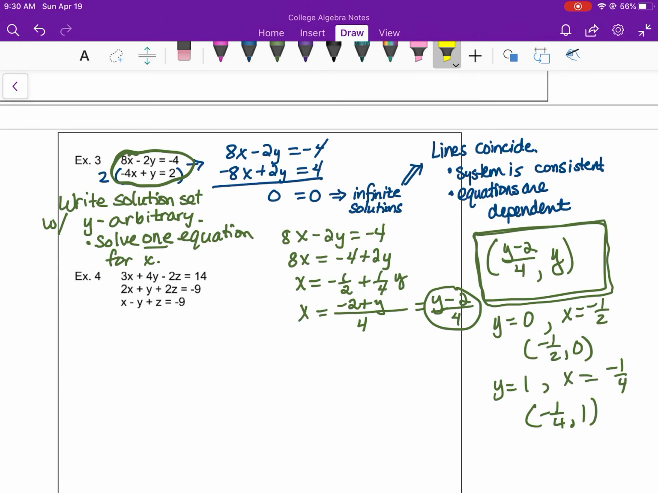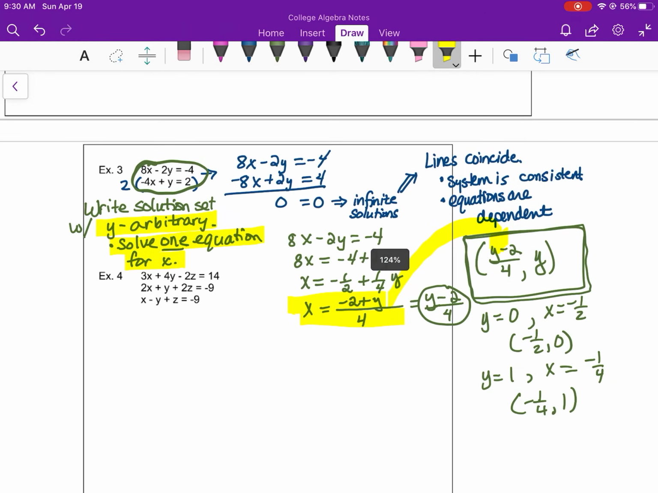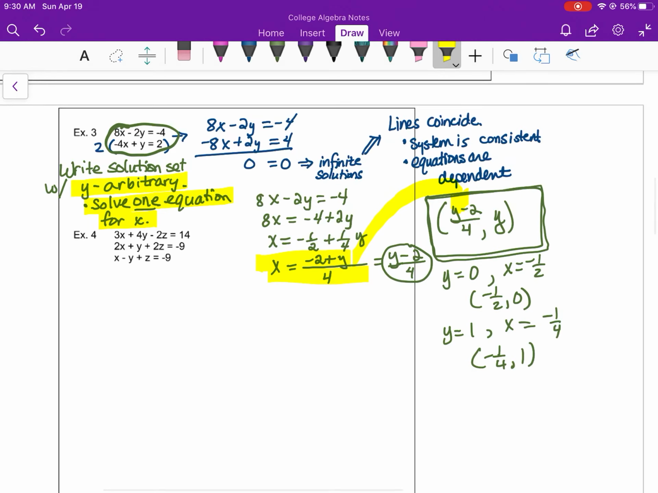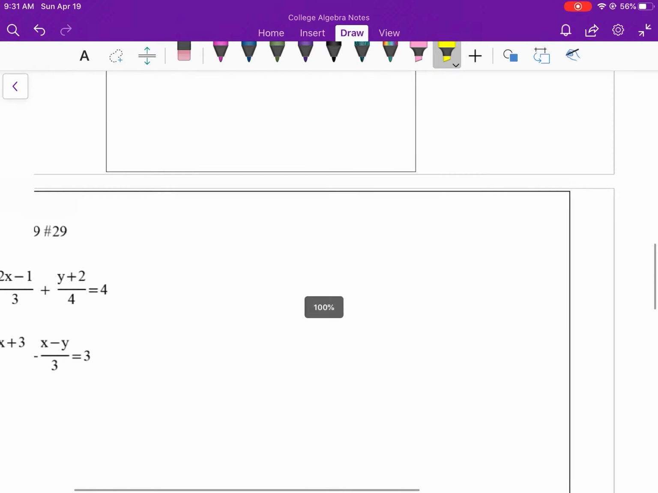Again, your book's going to have you use arbitrary y, so you solve one equation for x. Once I do that, that becomes the x coordinate in my ordered pair. And then the other one would just be y. Okay, we're going to stop these notes right here, and on day 2 I'm going to walk you through how to do a system with 3 equations and 3 unknowns, and then we'll get into a few more problems.